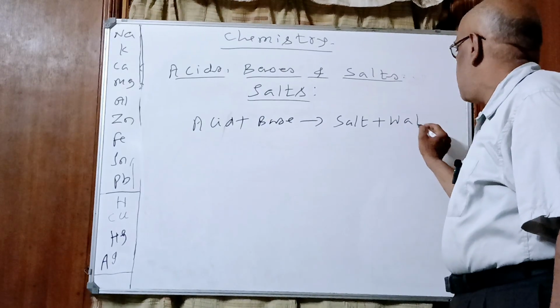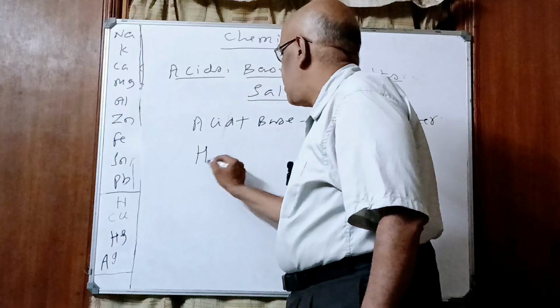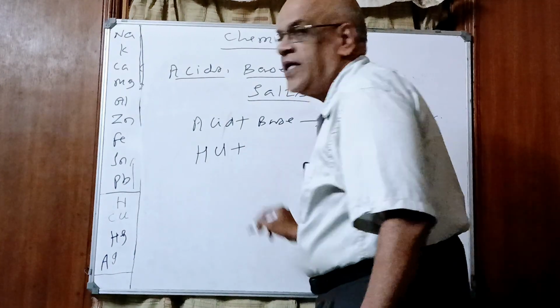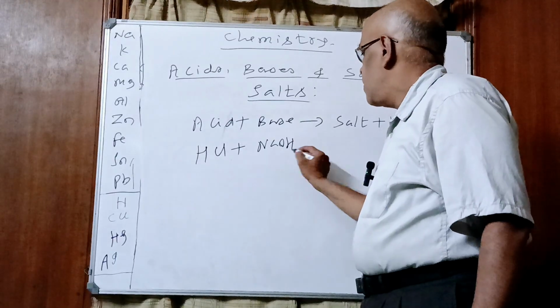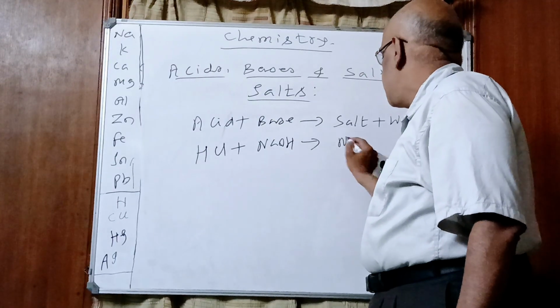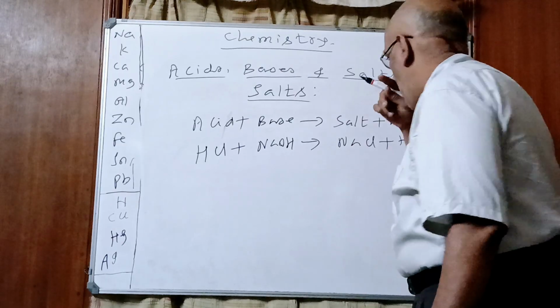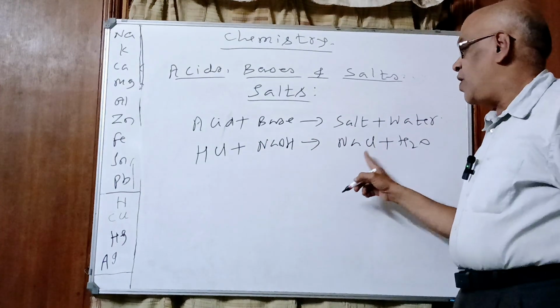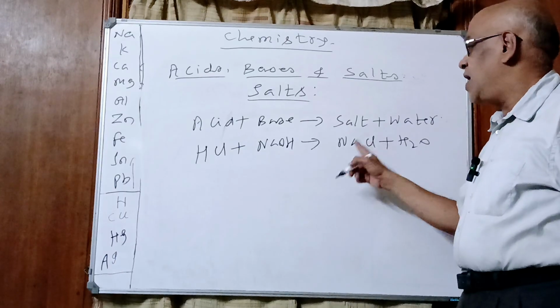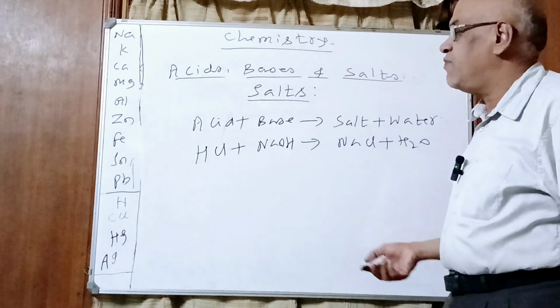What is this? Word equation. Take an example of an acid, HCl. HCl is an acid. It reacts with a base, NaOH. What do we get? Salt, NaCl, plus water. Whenever an acid reacts with a base, the compounds formed are salt and water. Salt is a compound formed whenever an acid reacts with a base. This is the definition of salt.